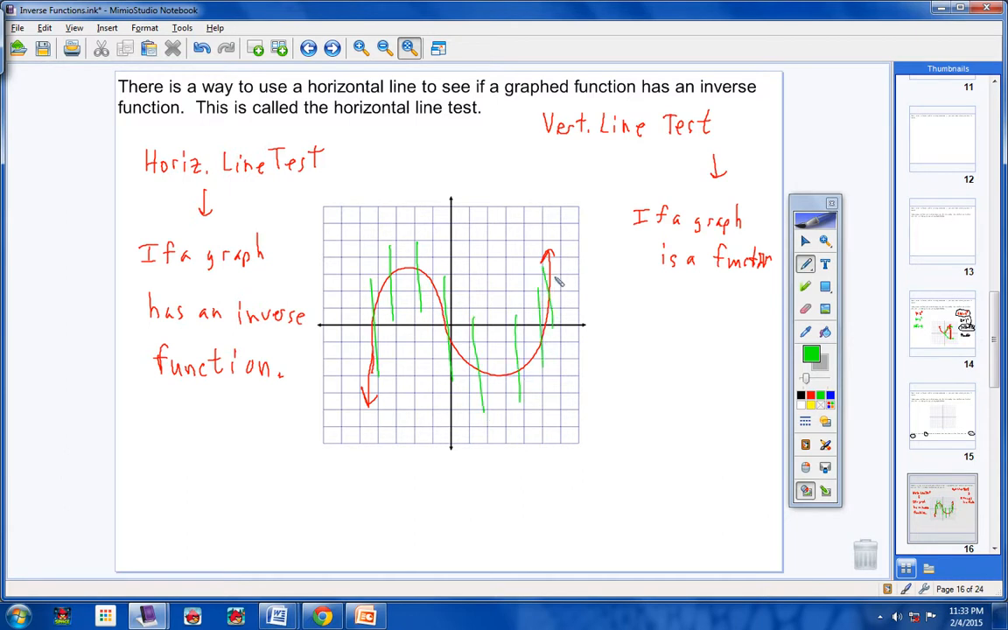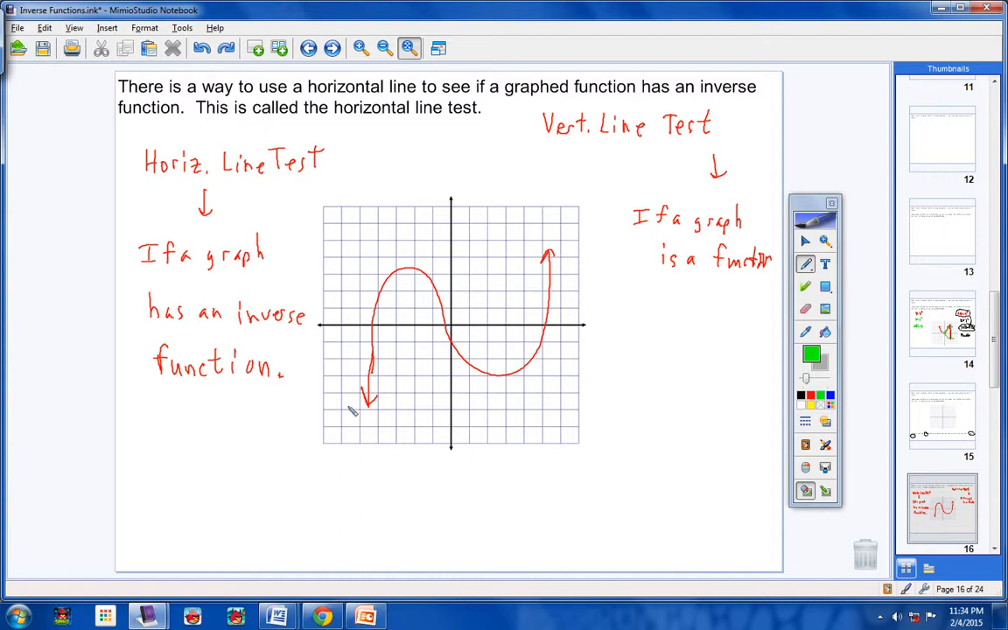Now I know it looks like the graph starts to straighten out and become a straight line here and here, but it really doesn't. It's slowly getting wider to the left and slowly getting wider to the right. So is this red graph a function? Yes, it is. Now, I have a question for you. Does this graph have an inverse function?